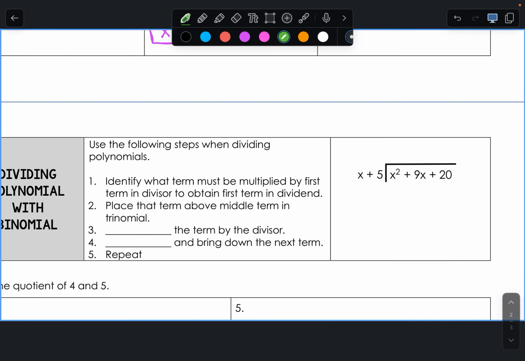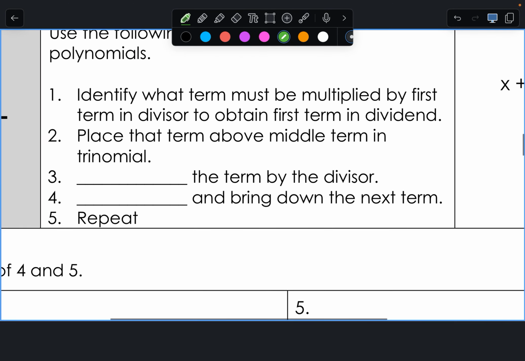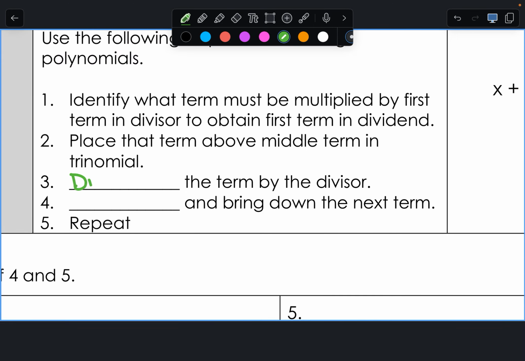Okay. So, dividing with a binomial. This is where it gets a little confusing, a little bit more difficult. You're still going to identify what term needs to be multiplied by the first term. Place that term above the middle term. Doesn't matter where you put it, honestly. But once you do that, you're going to distribute, and you're going to put whatever you get from multiplying in parentheses, and I'll explain that. But anyway, subtract and bring down the next term.